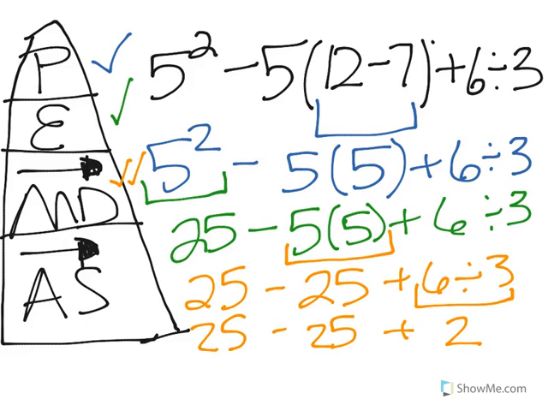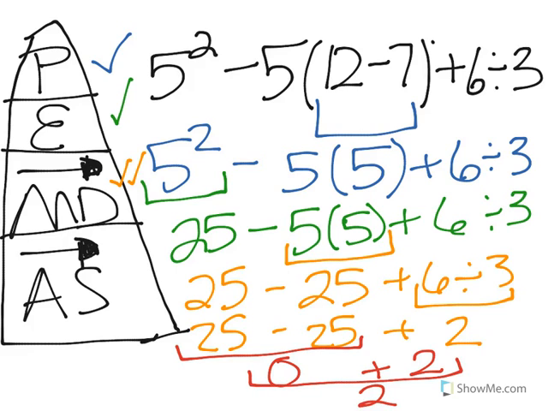The last step is going to be adding or subtracting, and that depends on what comes first in the problem. In this case, the subtraction came first. So 25 minus 25 is 0, and we bring everything down. Now we add 0 plus 2 is 2. So we added and subtracted. So my final answer for this problem is going to be 2.